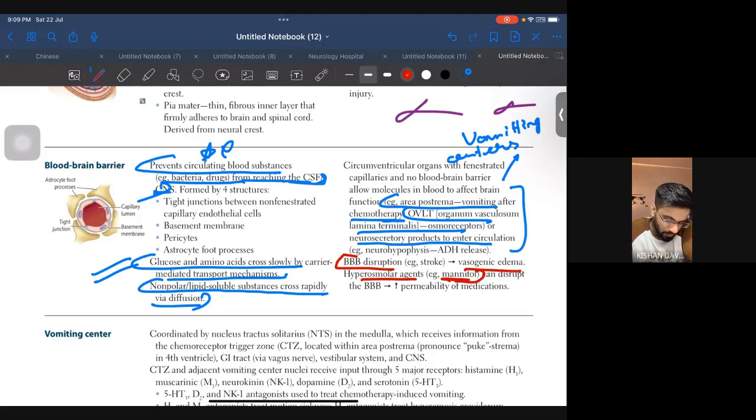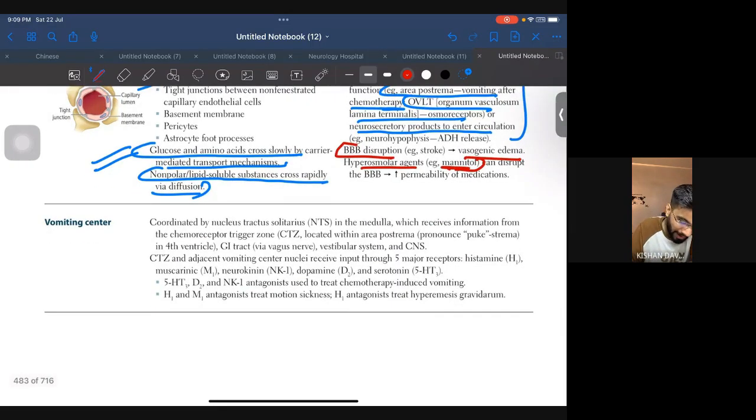All right, moving to the vomiting center. As I told you, what they will ask is, let's just look it down. This is not high yield, but in UWorld they have asked. In NBME I haven't found a question, so let's just see. It is coordinated by the nucleus tractus solitarius in the medulla. Okay, ignore this. Let's start with the centers.